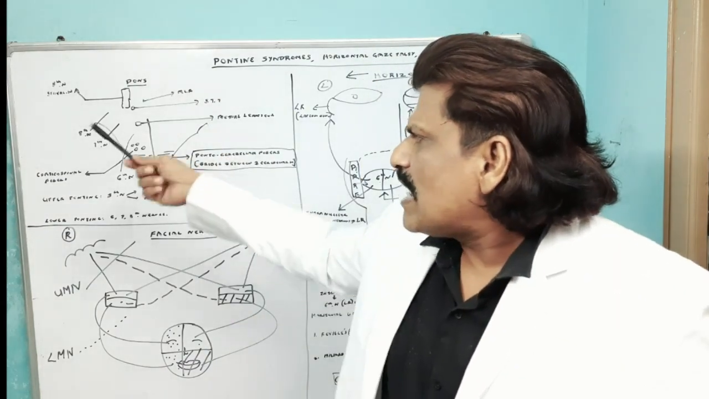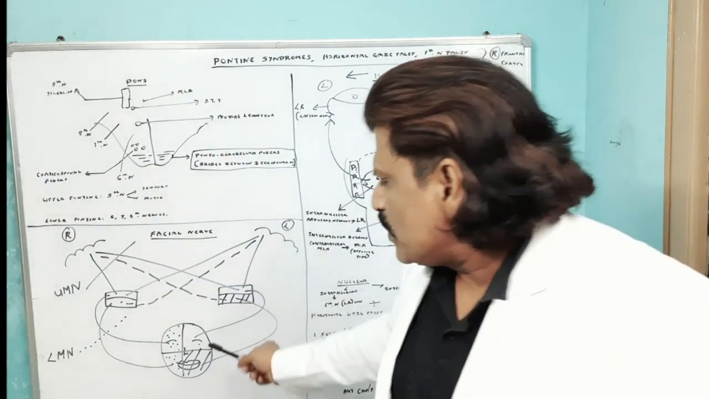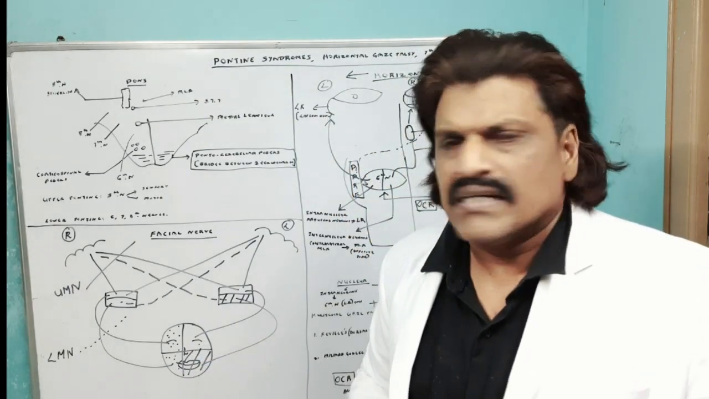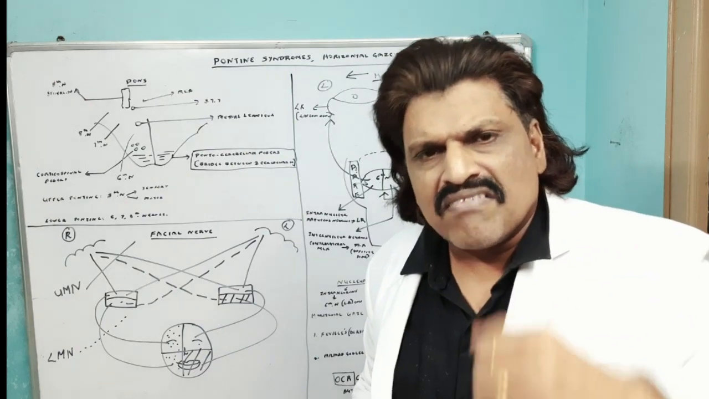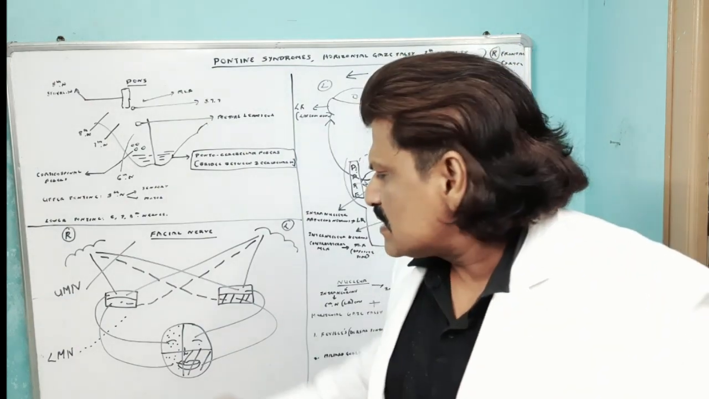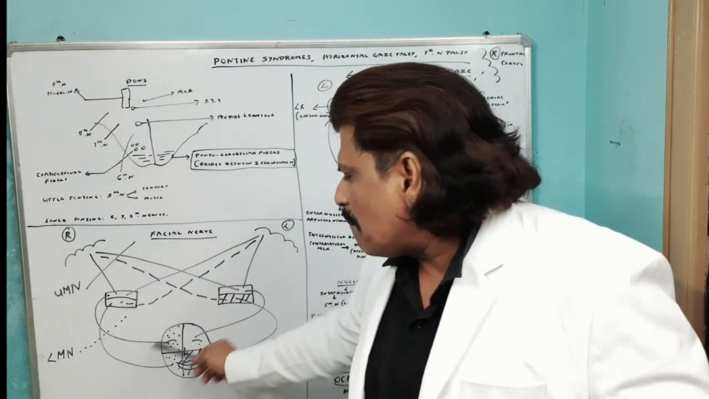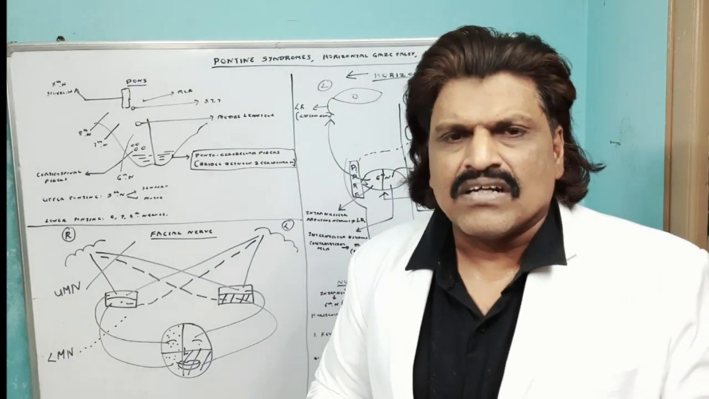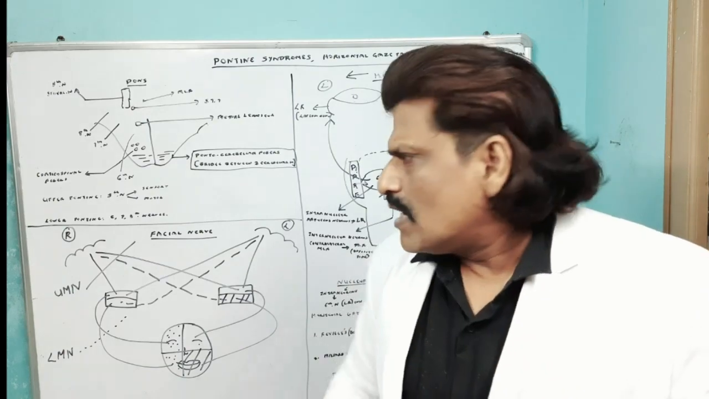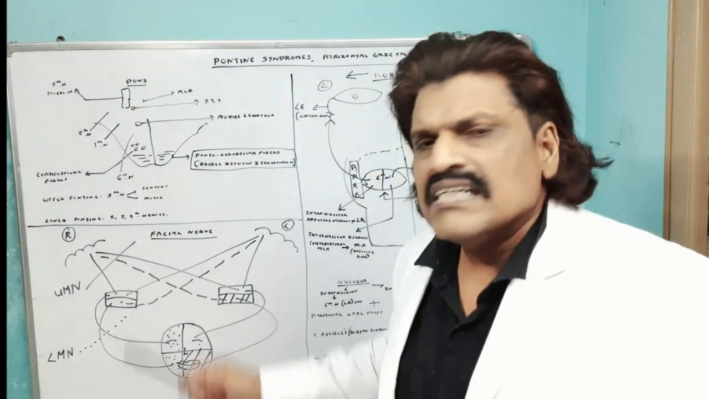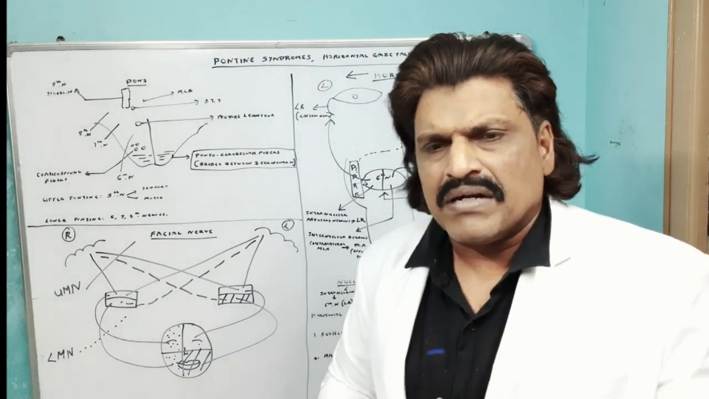So any lesion above the pons will affect only the lower part on the opposite side, whereas a lesion in the pons, or in the seventh nerve as it descends, affects the same side, both the upper part and the lower part. So we call that ipsilateral seventh nerve palsy. Right. Now we have understood this seventh nerve palsy, UMN and LMN type.